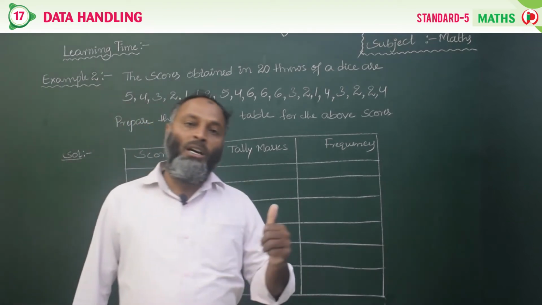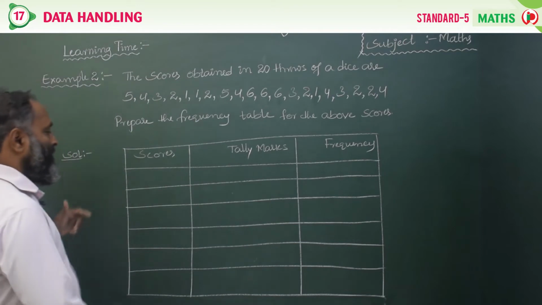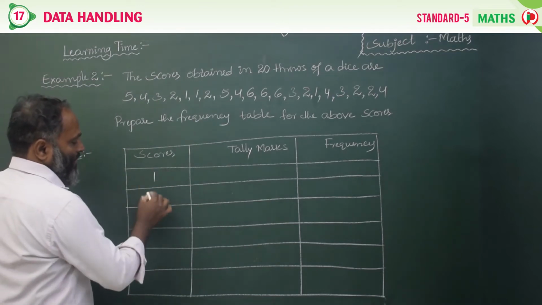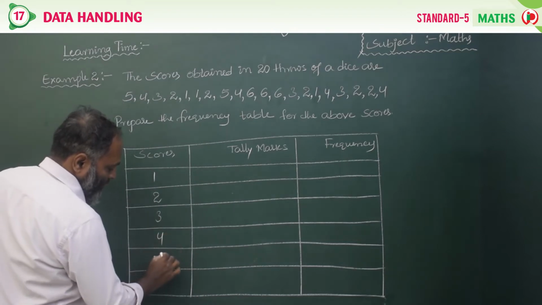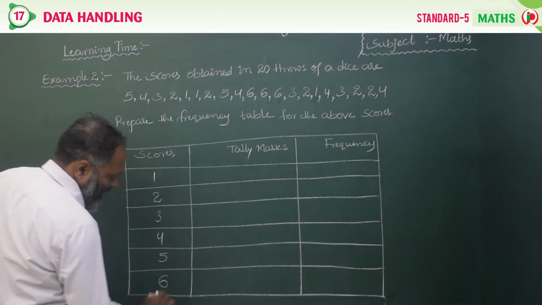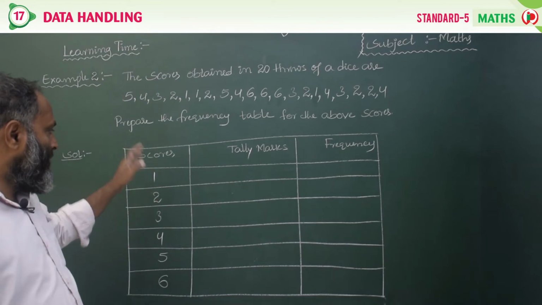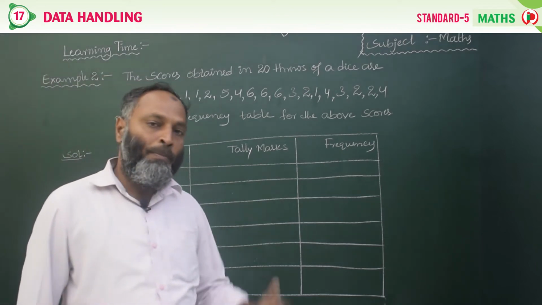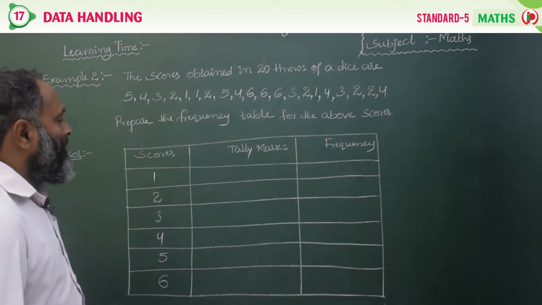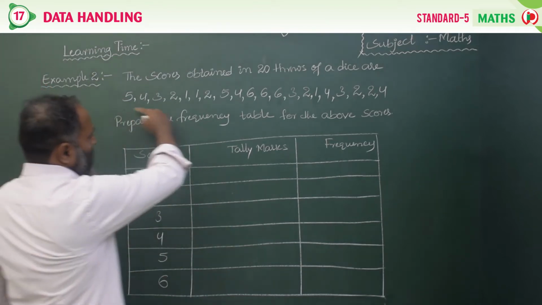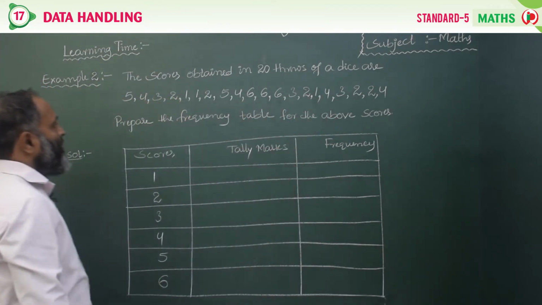Okay, so our scores we should take from 1 to 6: 1, 2, 3, 4, 5 and 6. Total 6 faces. That is our scores. Then now, tally marks. How to write tally marks? First, you should observe the scores.